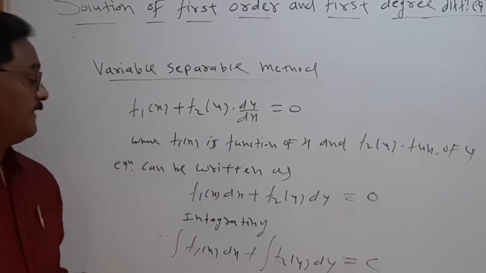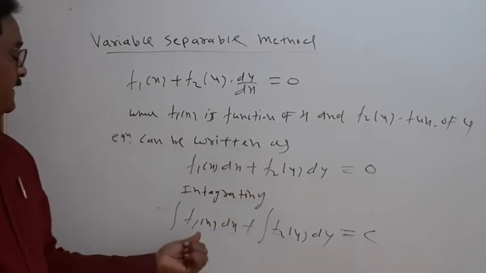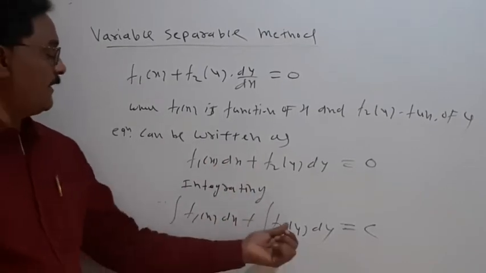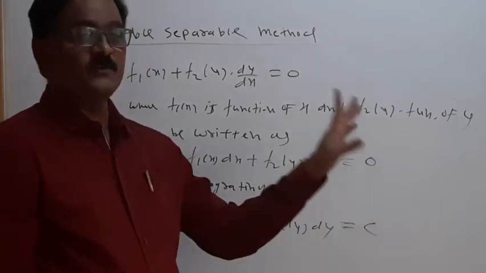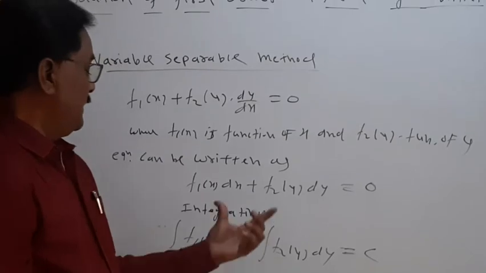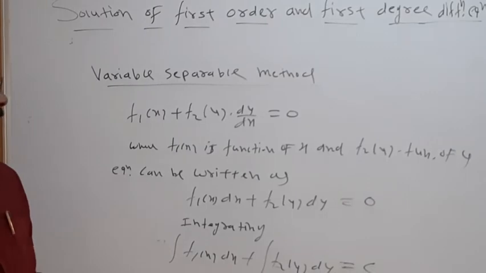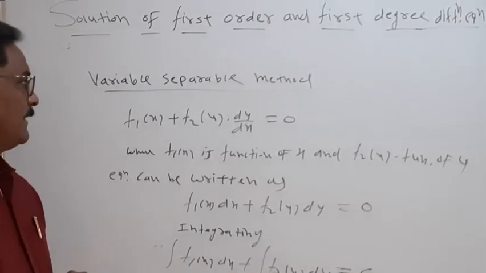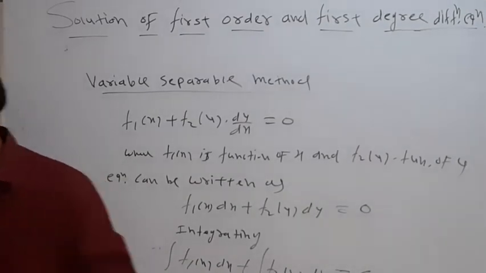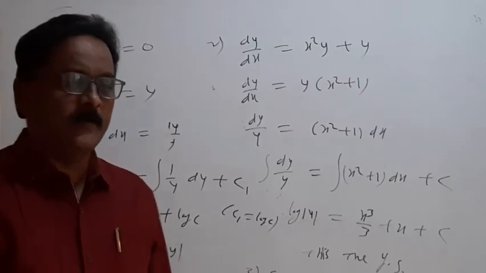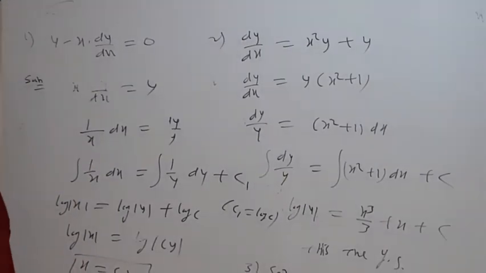After integrating this variable separable form, we get the general solution. So integrating, integral of f1(x) dx plus integral of f2(y) dy is equal to c, where c is the arbitrary constant. After evaluating this integration, we get the general solution. So we see some examples on this variable separable form method.